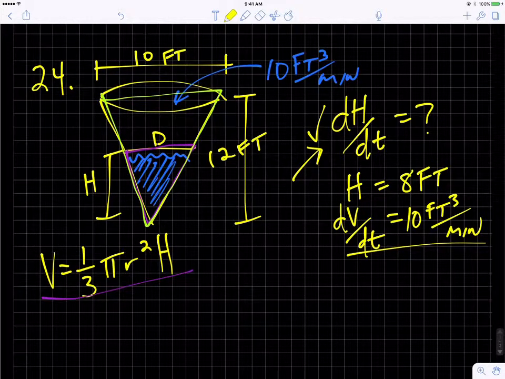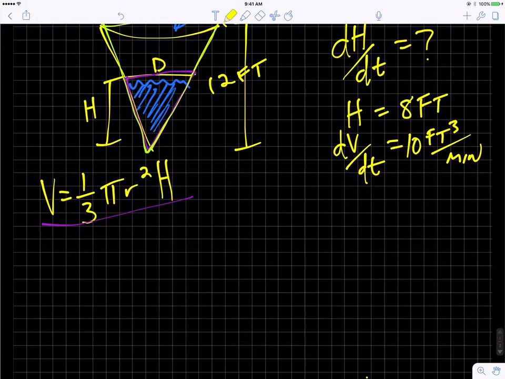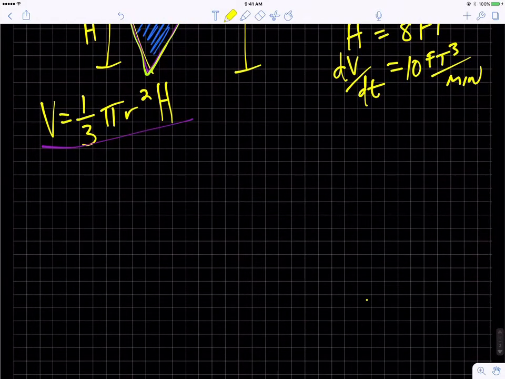For number 24, we've got a conical tank that's being filled with water at a rate of 10 cubic feet per minute. And we want to find at what rate the height is changing. So this is our information. The volume formula for a cone is here underlined in purple.